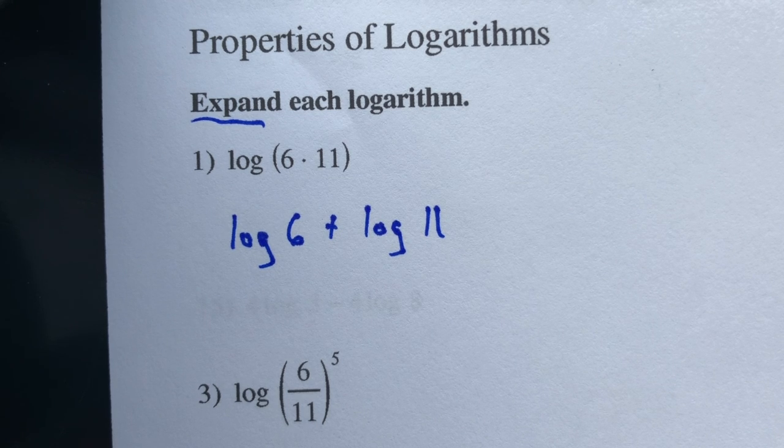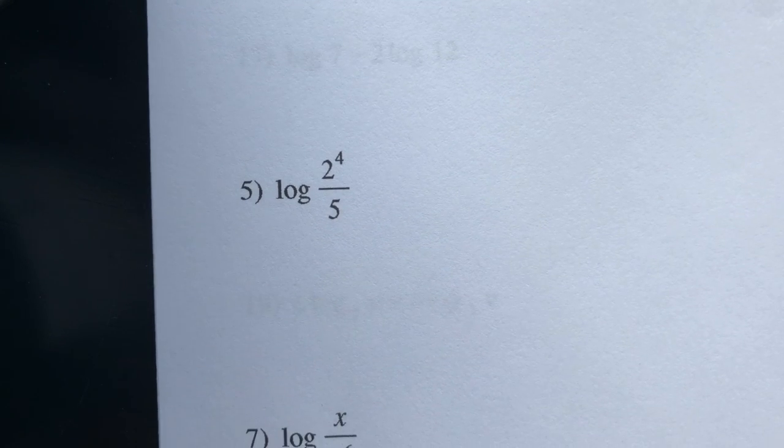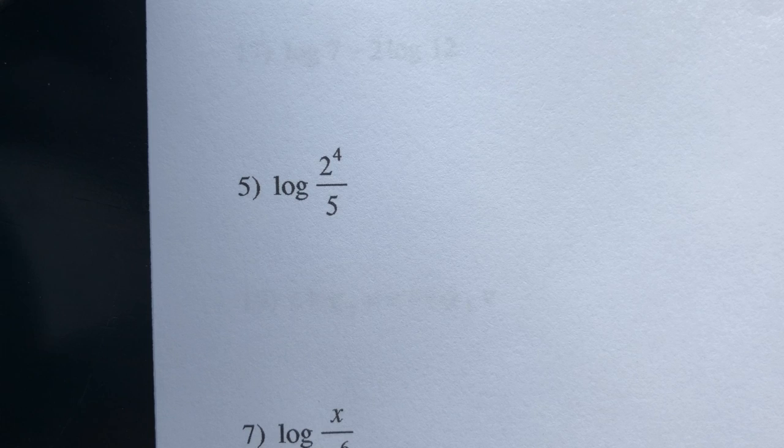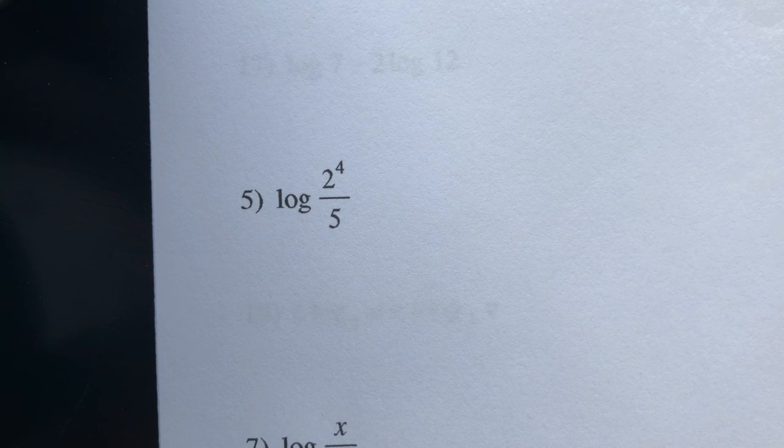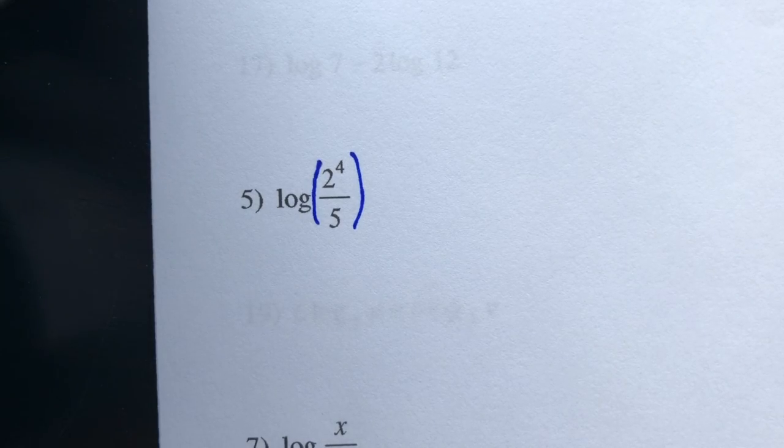Okay, let's look at a quotient one. Let's slide down to number 5. So number 5, I've got the log of 2 to the 4th over 5. Okay, and I want to expand this thing out into multiple logarithms. The reason we want to do that is eventually it's going to help us solve equations, right? You can put some parentheses around that to help you kind of see what's going on. But we have a log of a quotient, okay?